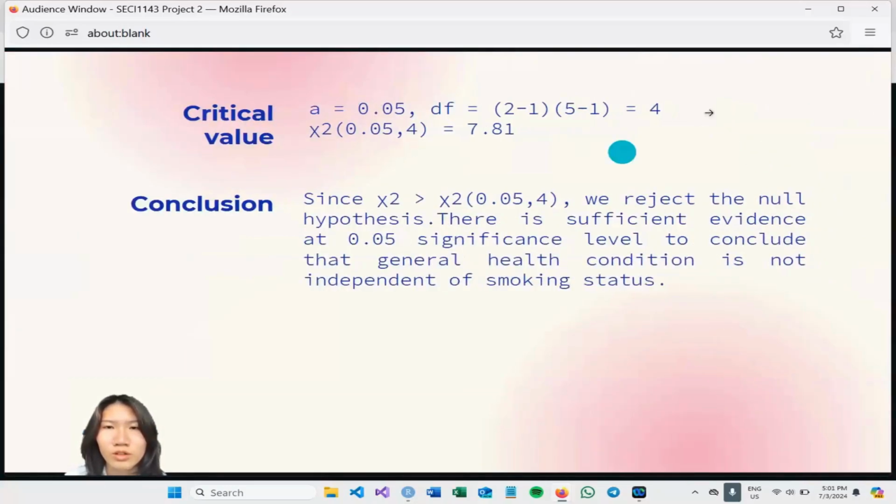While the critical value for the degree of freedom, this one is obtained by the number of rows minus 1 times the number of columns minus 1, so we get 4 here. So the critical value is equal to 7.81. Hence, we can draw the conclusion that since the chi-square value is greater than the critical value, we reject the null hypothesis. And there is sufficient evidence at 0.05 significance level to conclude that the general health condition is not independent of smoking, meaning that there is a relationship between these two variables.